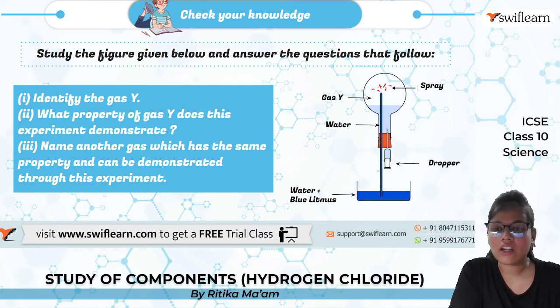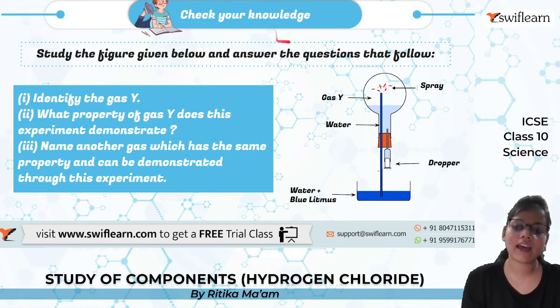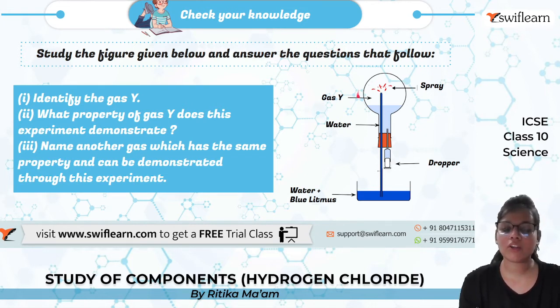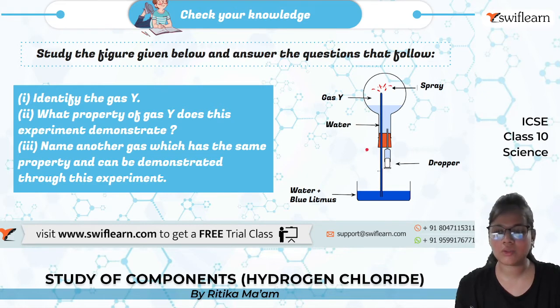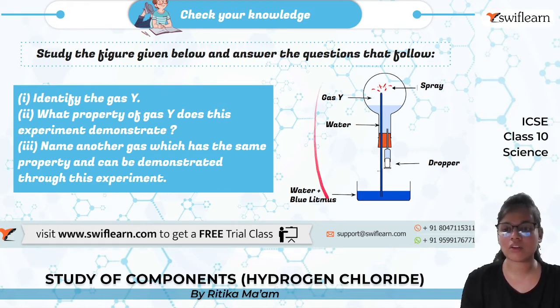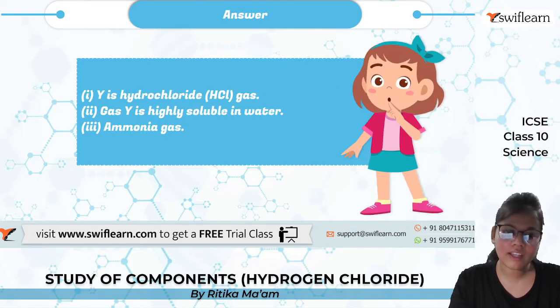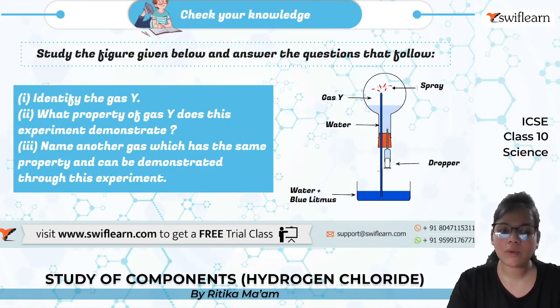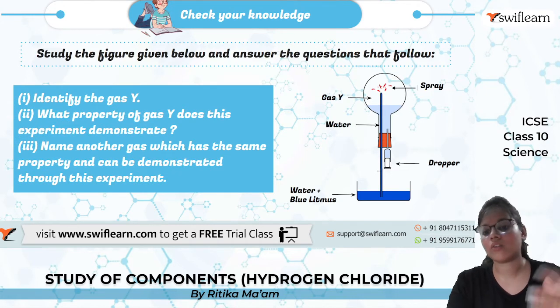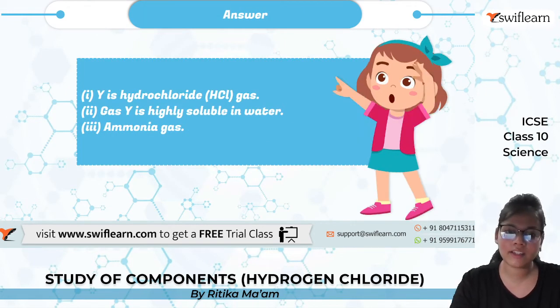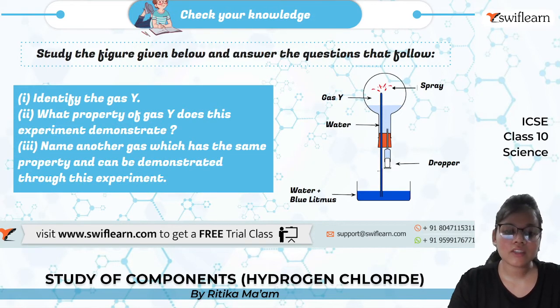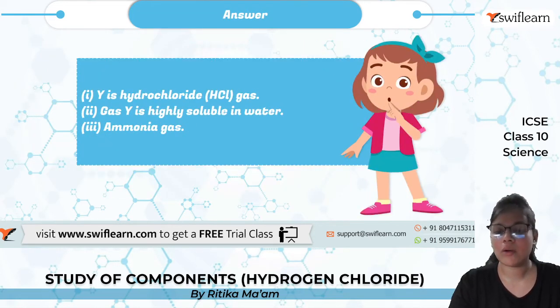Now let us check our knowledge. Study the figure given below and answer the questions that follow. Identify the gas Y. What property of gas Y does this experiment demonstrate? And name another gas which has the same property and can be demonstrated through this experiment. We just saw this experiment. Gas Y is hydrogen chloride, and it is highly soluble in water, and this is how we prepare the acid. Another gas which has the same property is ammonia gas.